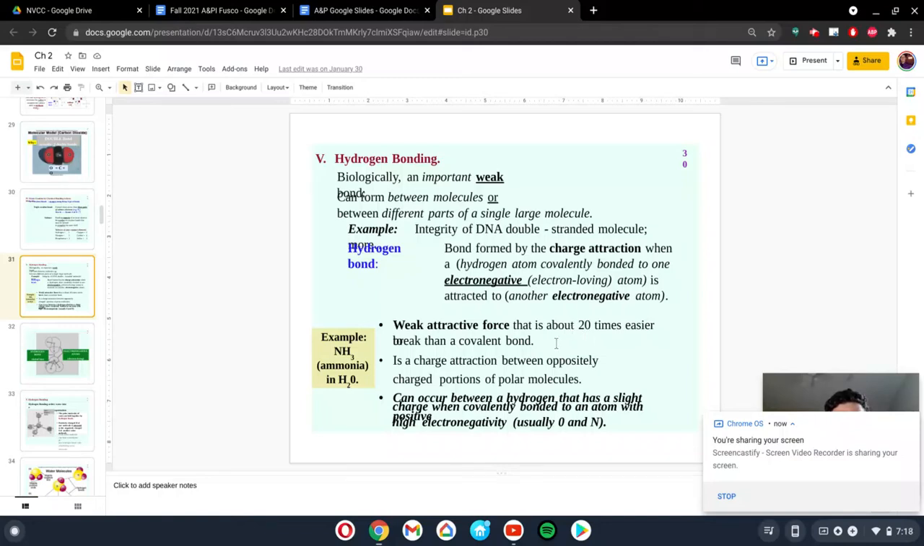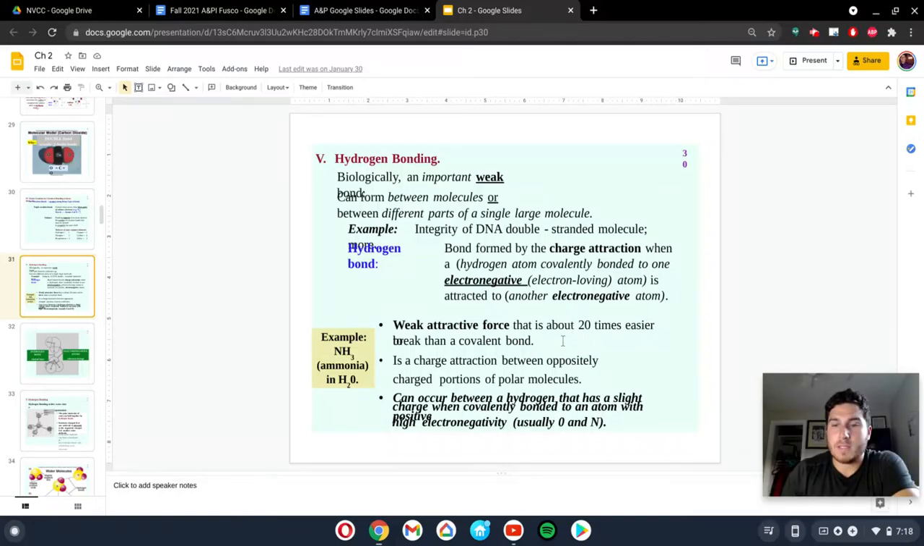All right, everybody. So the next bond we're going to talk about is a hydrogen bond. So hydrogen bonds are exactly what they sound like. They are bonding with hydrogens. All right. Real quick, why do we even bother with these? They're very important and they're all over the place.